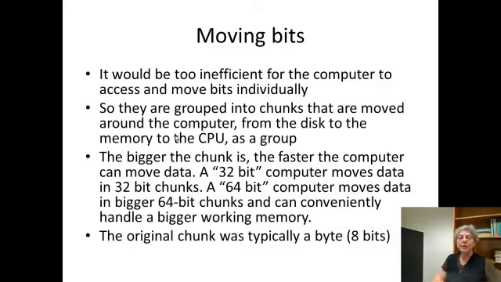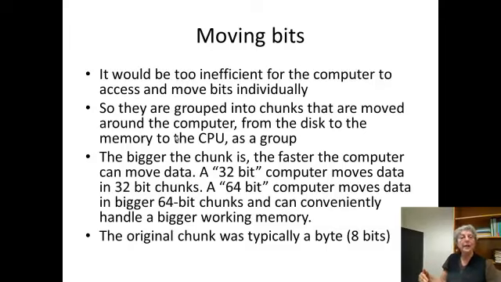Now, there's billions of bits hanging around in your computer, and it would be too inefficient for the computer to move those bits one by one. So what it does instead is group them into chunks and moves a whole chunk around the computer, from the disk to the memory, from the memory to the processing unit, as a group. Now, the bigger the chunk that the computer moves at once, potentially the faster it can be. So a 32-bit computer moves bits in chunks of 32. A 64-bit would move them in chunks of 64.